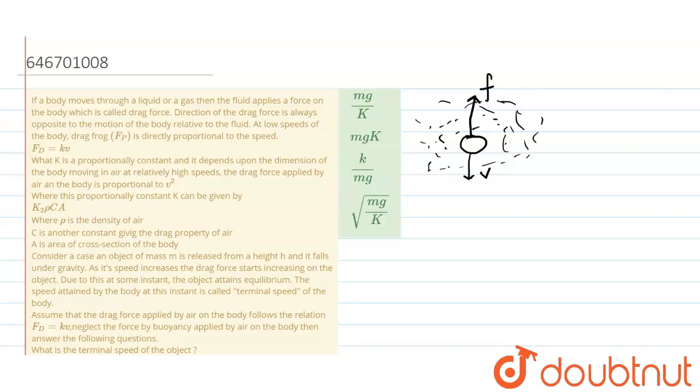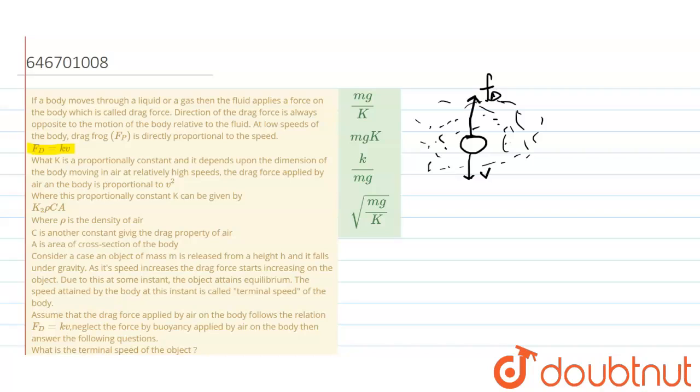If the velocity is small, then this drag force will be equal to kV. If the value of V is more, then there will be a modification in this formula. It will become kV square.